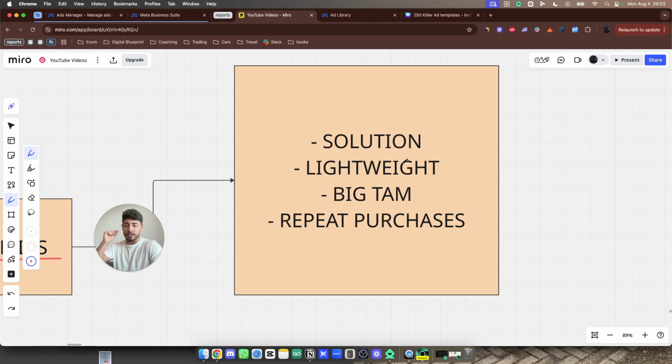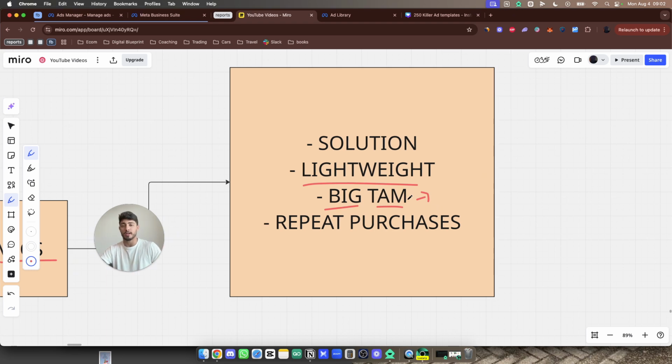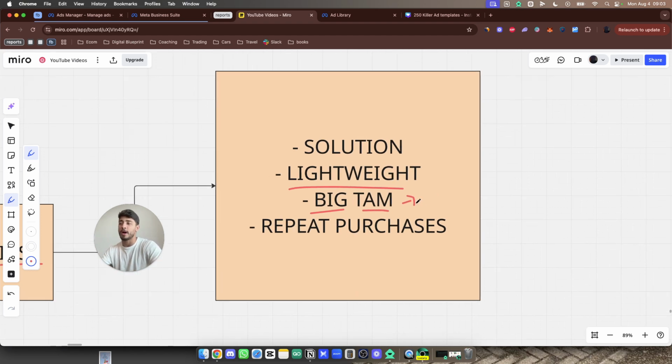Now, we also need the product to be lightweight. This is also a very important part because we don't want to have a high cost of goods. And I also have here big TAM. If you're asking what TAM is, it's the total achievable market, which means the amount of people you can achieve with that market. If you're selling gloves to carpenters that only live in Ireland, for example, it's going to be very hard to reach a lot of people. But if you're selling weight loss to everyone, you can of course reach more people. It doesn't mean you have to go full broad and reach every single person in the world, but it does mean you have to have a bigger achievable market that you can eventually sell to.